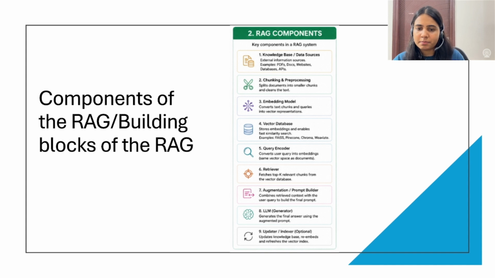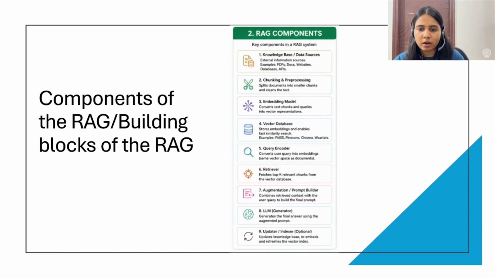Then we have the vector database. This is the fourth component. Here we did embedding, so it will store the embeddings and enable fast similarity search. We converted the text into vectors, and now this vector DB will store all the embeddings efficiently, and perform the similarity search to find the closest matching chunks. For example, we have different vector DBs like Pinecone, Weaviate, Chroma, etc.